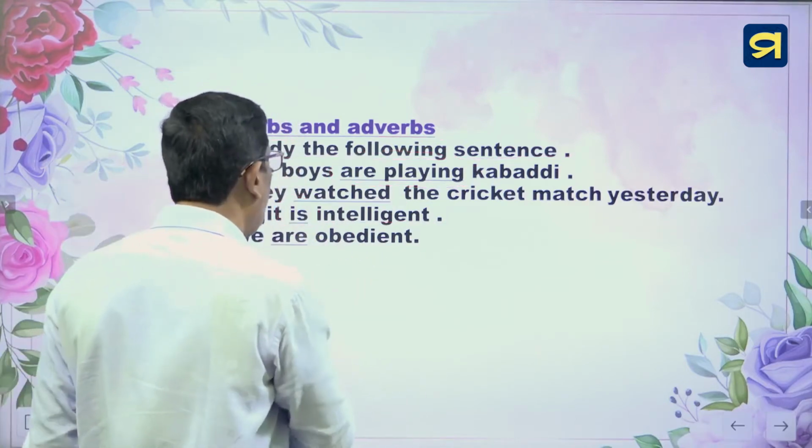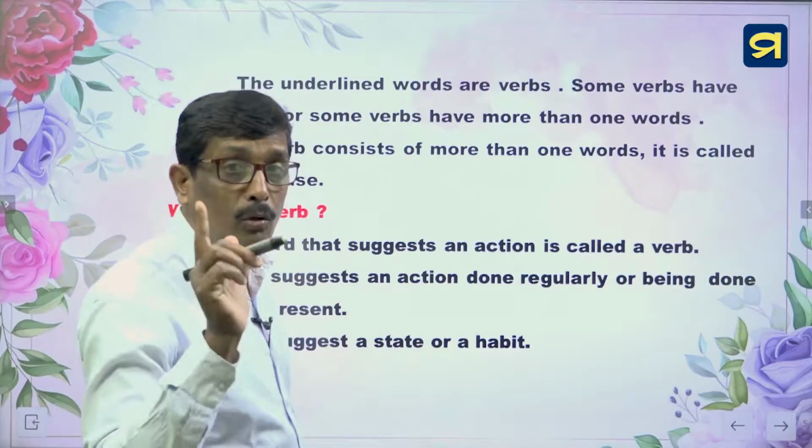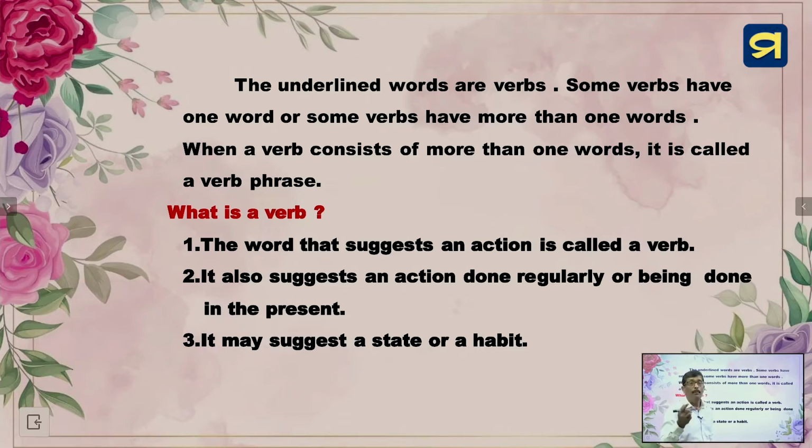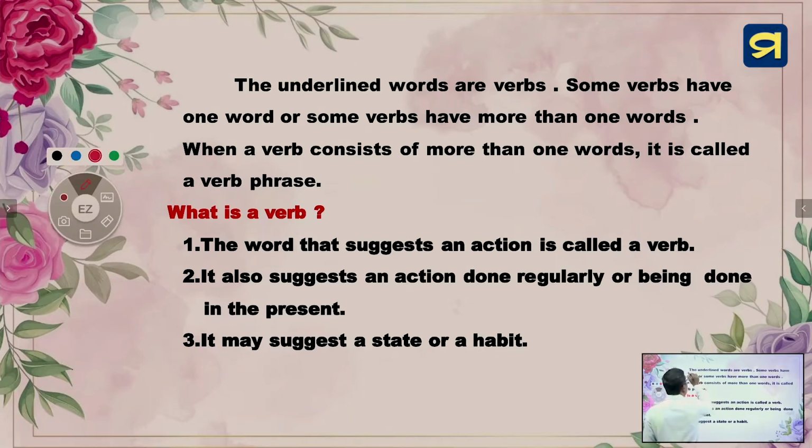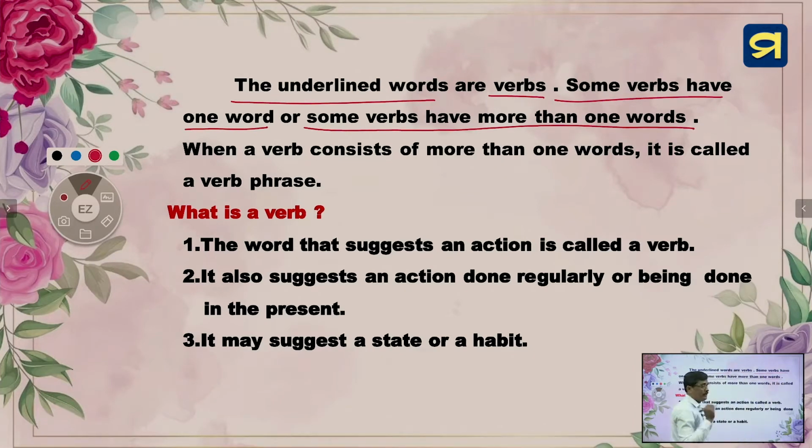So, right now we are going to discuss what you know about verbs. Dear students, the underlined words are verbs. But some verbs have one word, and some other verbs have more than one word. When a verb consists of more than one word, it is called a verb phrase. Are playing. The boys are playing. Are playing is the verb phrase. But they watched the cricket match on television, only a single verb. It is a single verb, but are playing is the verb phrase.